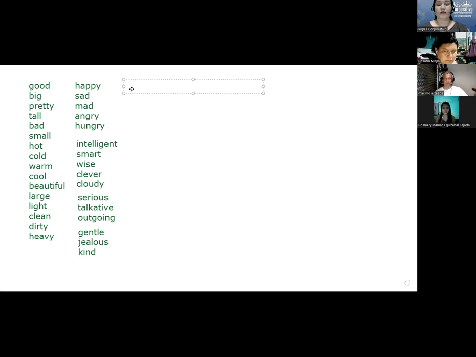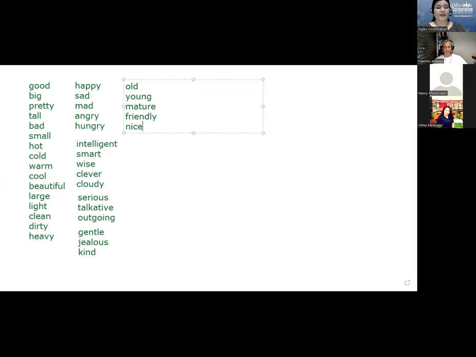Old, right? What is the opposite of old? Young. And we can have also mature and immature. Friendly. Nice. Another one. Friendly, nice. Funny, good. Good looking, very good adjective. You say good looking, very nice.